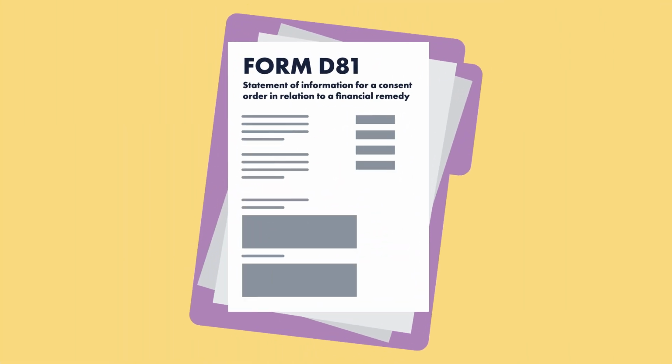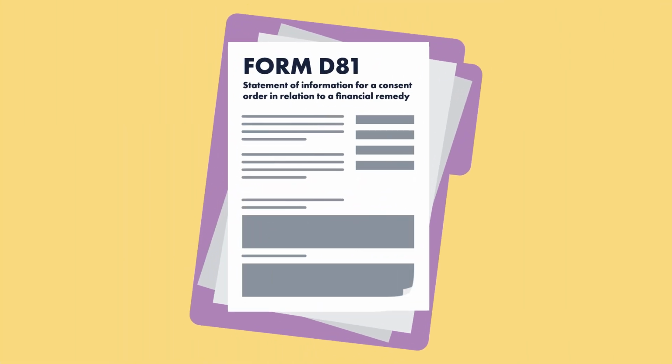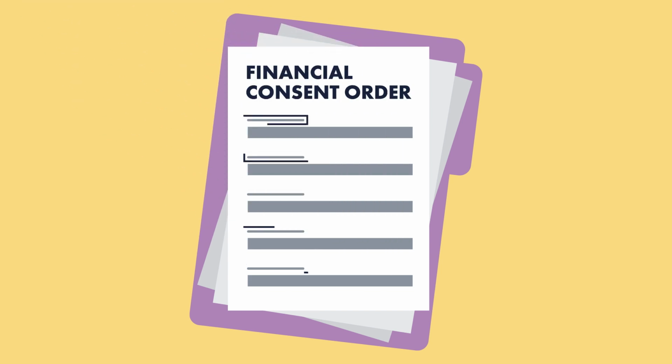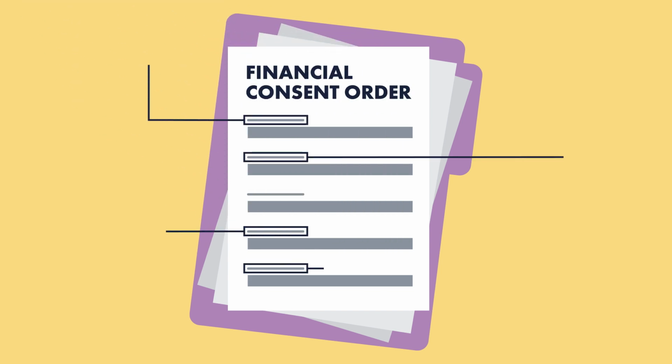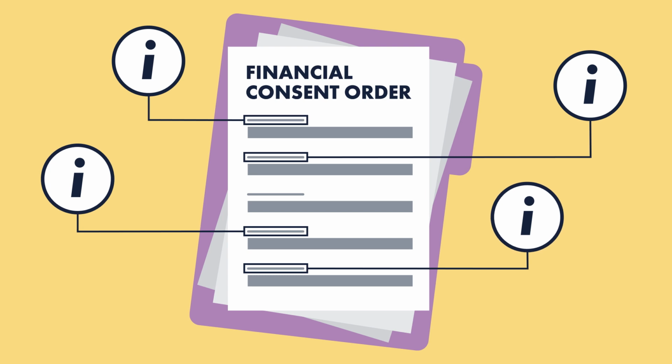However, Form D81 is distinct from the Form E, which you may have completed as part of your financial disclosure, because it is a chance to explain the decisions you have come to in your draft consent order.